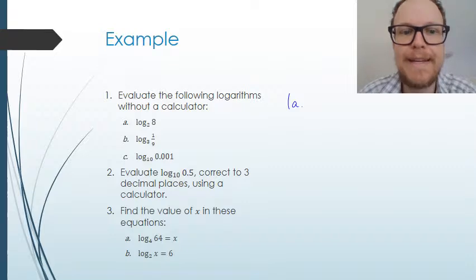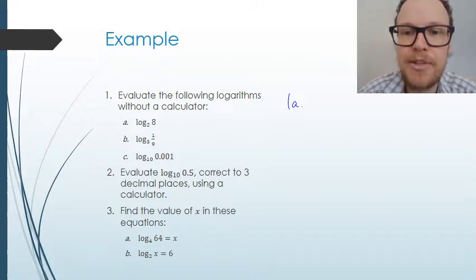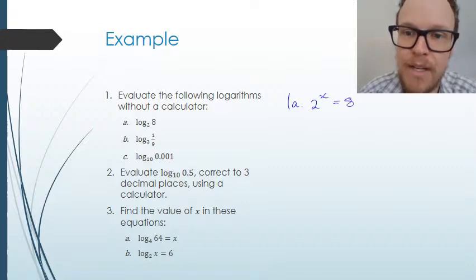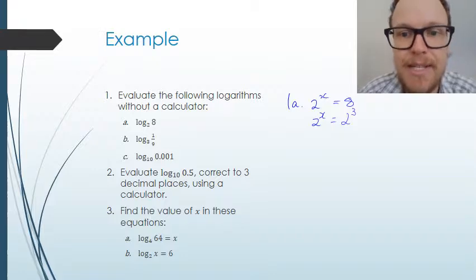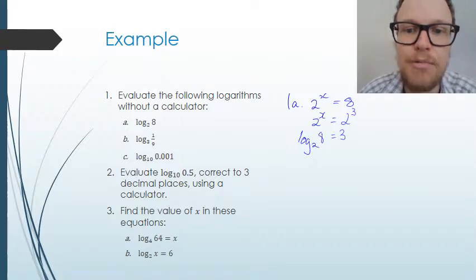So for 1a here, we've got log to the base 2 of 8, and we've got to evaluate that. We've got to find out what log to the base 2 of 8 equals. To figure this one out, we need to think, what exponent with a base of 2 would yield 8? We know that 2 to the power of 3 is the same as 8. So x equals 3, or log to the base 2 of 8 equals 3.